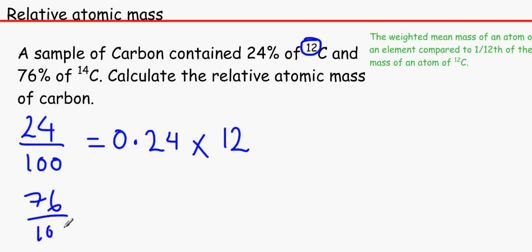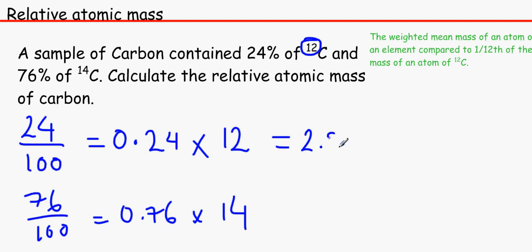76 divided by 100 equals 0.76. Then we times it by 14. And that would equal... 0.24 times 12 equals 2.88. And 0.76 times 14 equals 10.64.